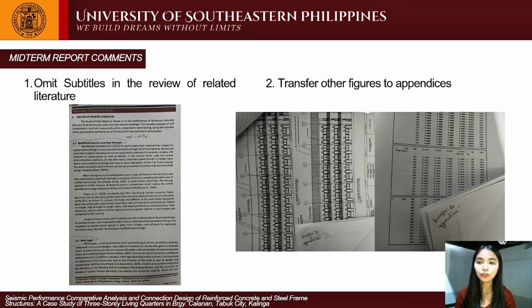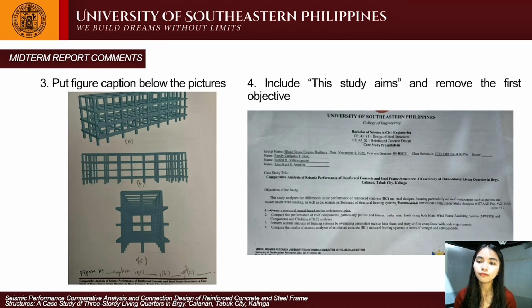So for the midterm report comments, first is that we should omit the subtitles and the review of related literature. Second is we should transfer other figures to appendices. Third is we have to put figure captions below the pictures. And fourth, include the study aims and remove the first objective.